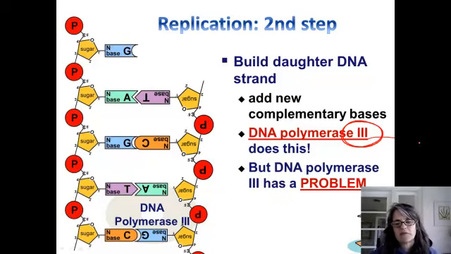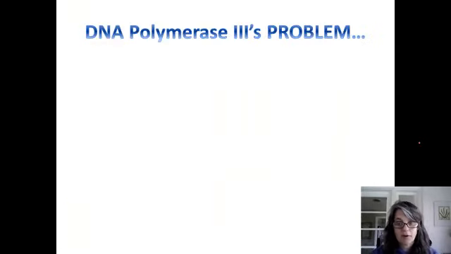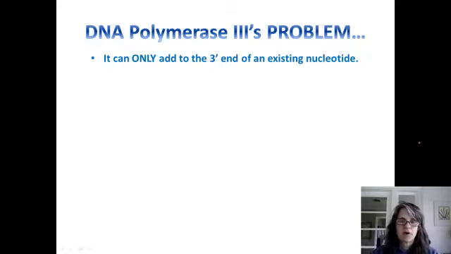But it's not quite that straightforward, because DNA polymerase has a problem. DNA polymerase 3's problem is that it can only add to an existing nucleotide, to the 3' end of an existing nucleotide. So if this is an existing nucleotide, DNA polymerase 3 has to have that there to come in and add another nucleotide onto this hook. Okay? This is acting as a hook for me to add another nucleotide to. If I don't have this present, I got nothing to hook onto.